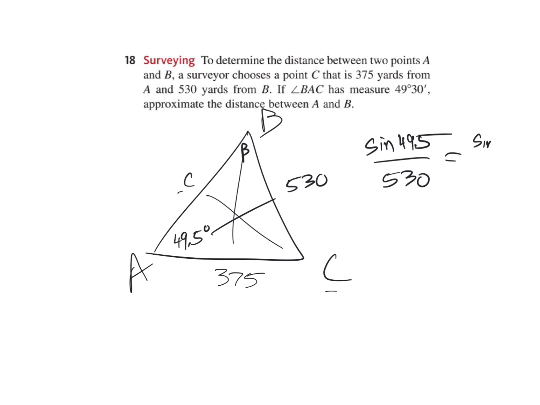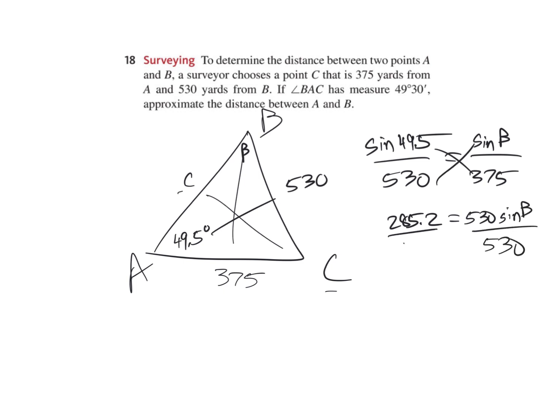So to get beta, the sine of beta is to 375. Cross multiply. 375 times sine of 49.5 is going to be 285.2 equals 530 times the sine of beta. So divide off the 530, and we get 0.53 and so on, equals the sine of beta. So to get beta by itself, we have to take the arc sine of that answer. So second sine gives me beta to be 32.5 degrees.